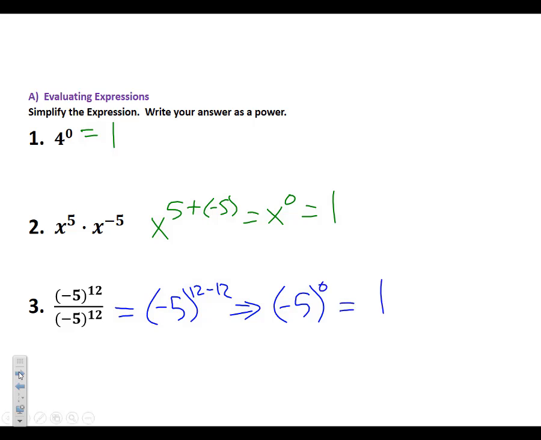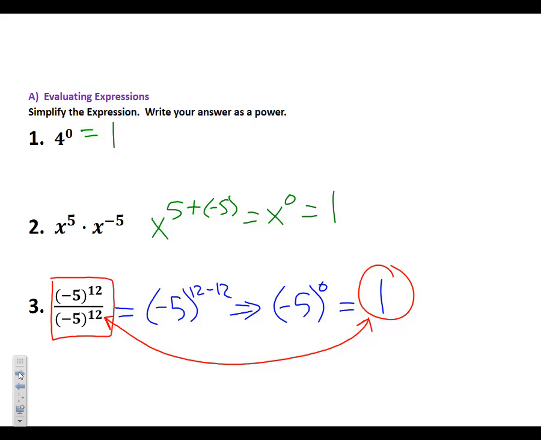So we're going to stop right here. I told you we'd come back. And the reason is, I'm going to say, hey, there's a reason why that's 1. It only makes sense because we learned that if you're dividing, you subtract the exponents. We subtract the exponents, we got 0, and we said 0 is equal to 1. So let's prove it.